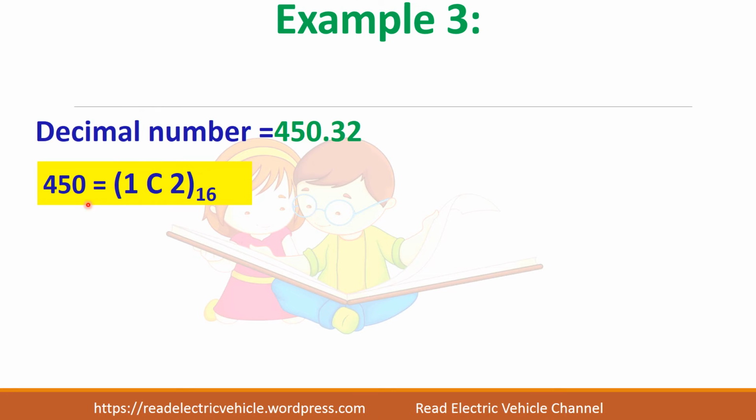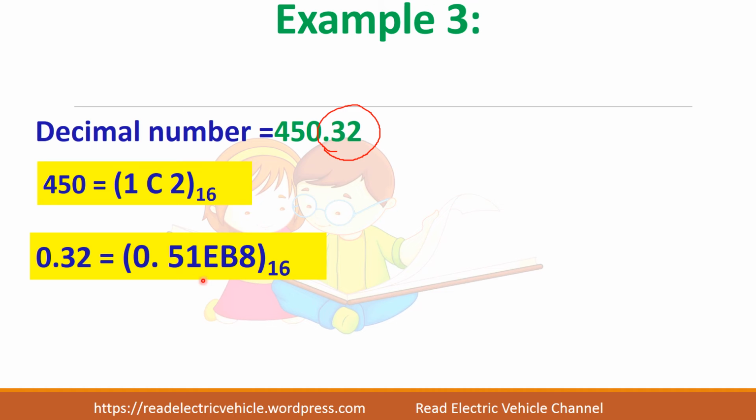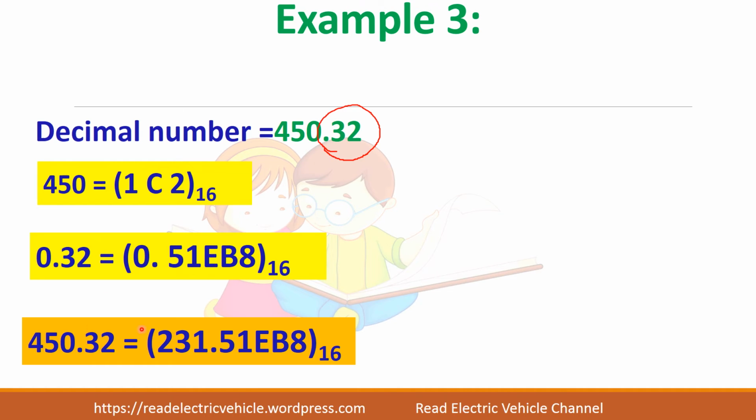So the decimal number 450, you have this value. For 0.32, you have this value. For totally, we can write it as 231.51EB8 hexadecimal number.